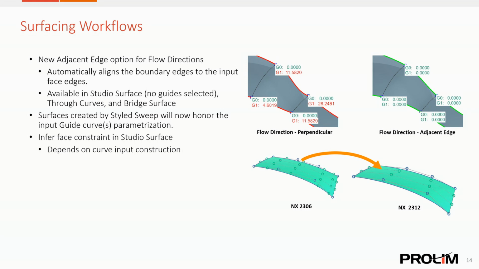And then surfaces created by Styled Sweep will now honor input guide curve parameterizations. I know this is something a lot of people struggled with in the past with Styled Sweep, not following those guide curves properly. This has been improved in this revision, so you can get a good look at the example of the differences between the two and what those outputs look like. And then also an infer face constraint inside Studio Surface has been added.